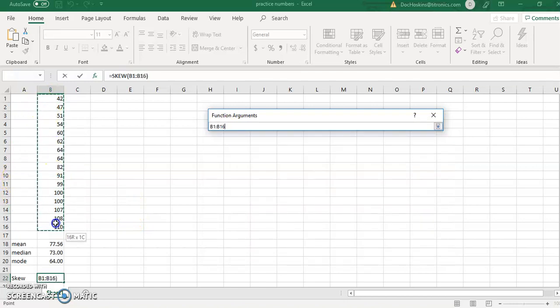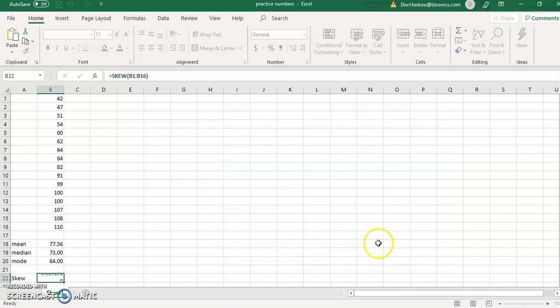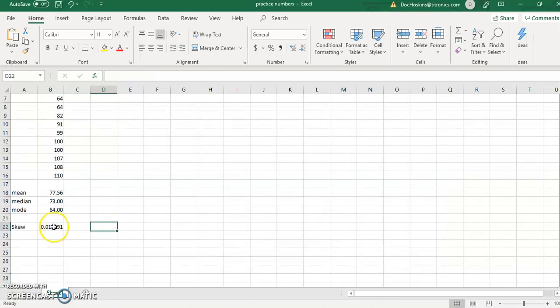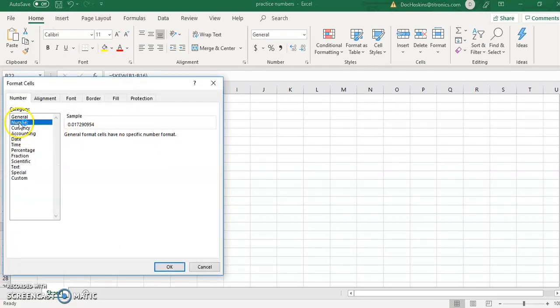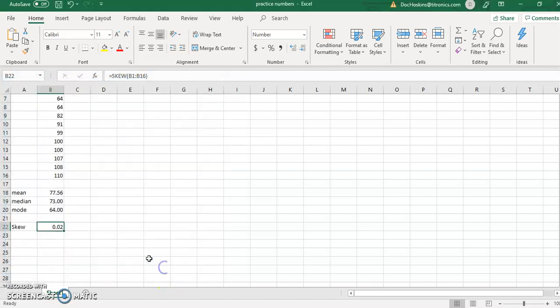We'll highlight, left click, and our answer is pretty small. We'll get 2 decimal places. Values between -1 and +1 are generally consistent with a normal distribution. -1 would be a left tail, where the data stretches out to the left, and a positive value would be stretching out to the right. This is stretching out to the right very slightly, though.